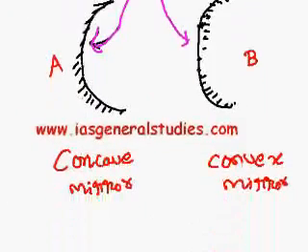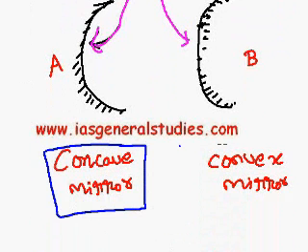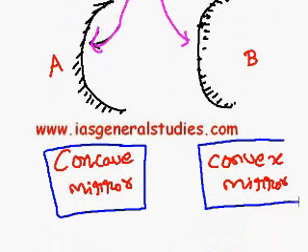And the spherical mirror again has two types. One is the concave mirror and the other is the convex mirror. I have clearly told what is concave and what is convex. And the other part we will be discussing in the next video.